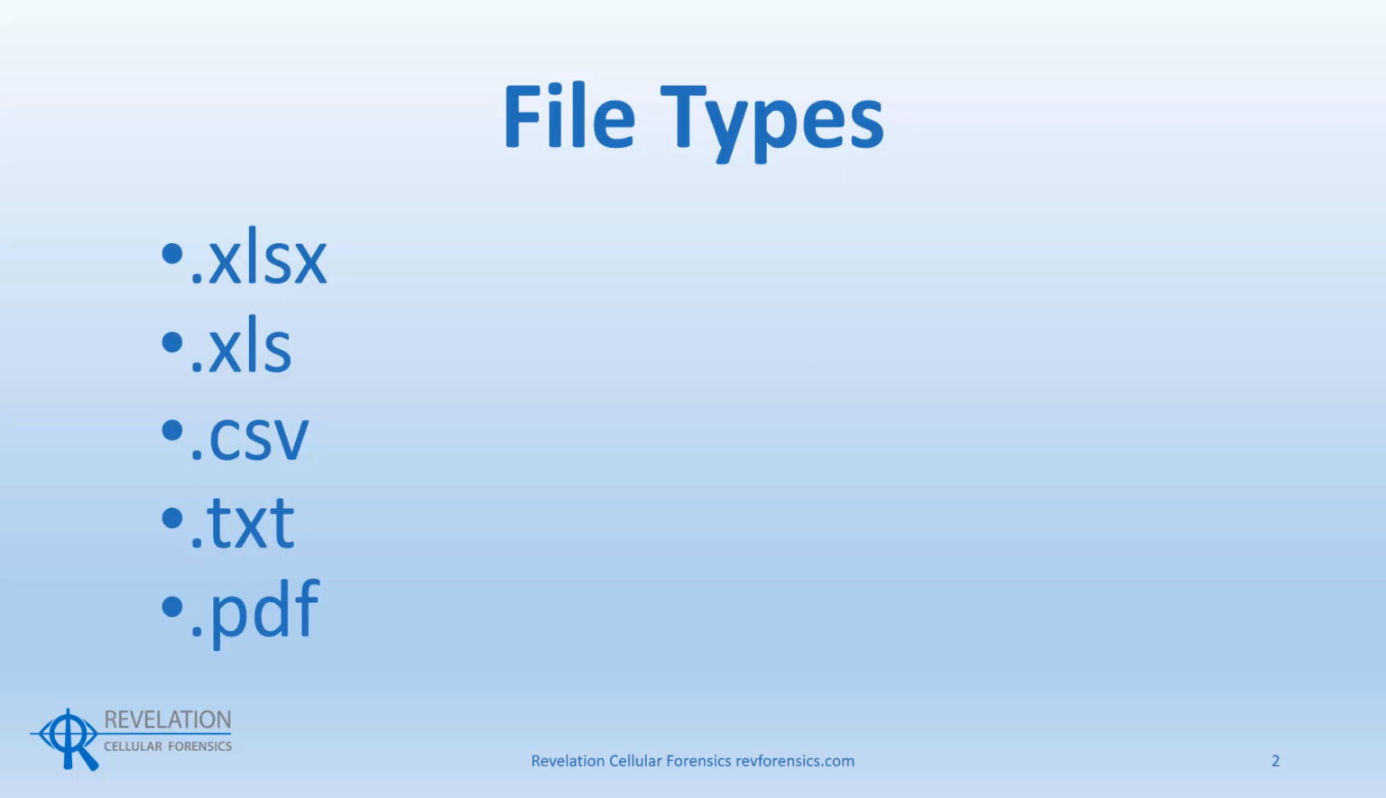xlsx, which is Microsoft Excel 2007 and later. XLS, which is Microsoft Excel 97 to 2003. CSV, which is comma-separated values. TXT, which is plain text. And PDF, which is portable document format.